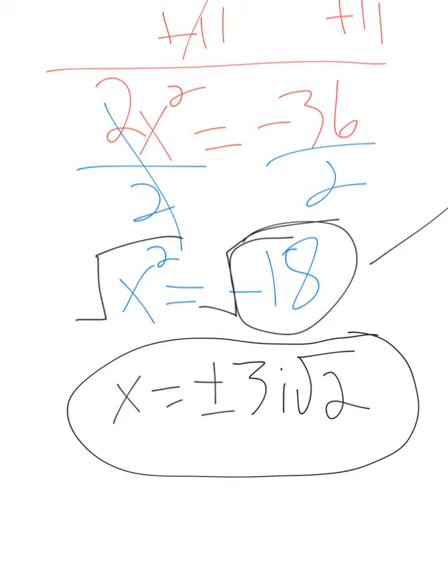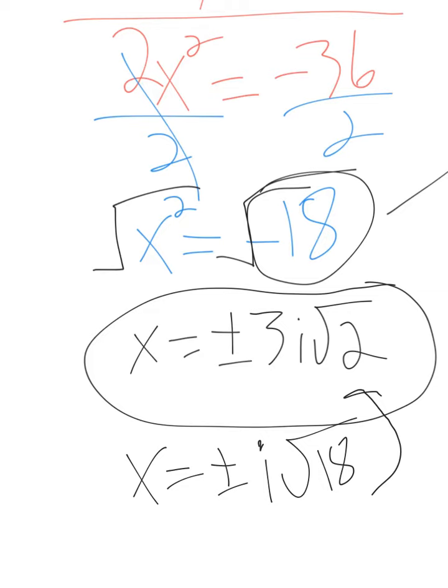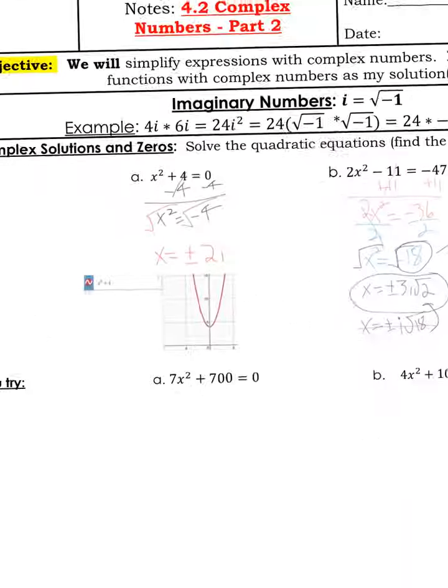Now, if it didn't simplify, it would look like this: x equals plus or minus i times the square root of 18. But since 18 can simplify, use that circled answer. Don't use this, this is an unsimplified version, except you have the i on the outside. But if you're taking the square root of a negative number, always throw an i on the outside of the radical. Even if the radical doesn't simplify, you can still put the i on the outside, okay?